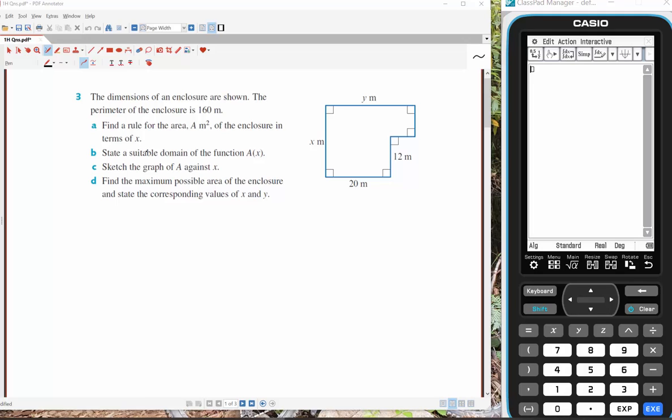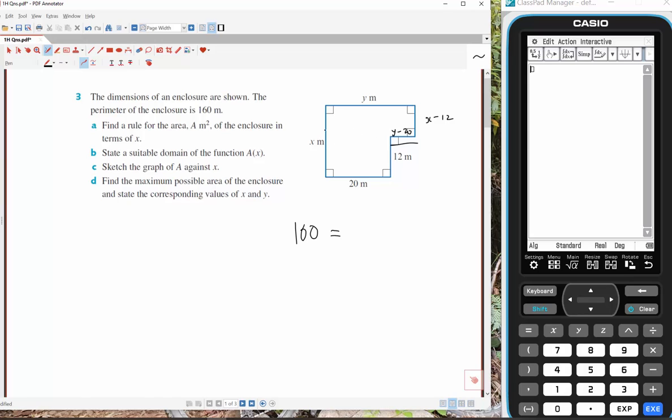Okay, in this video here, I'll whip through 3 of the 1H application problems. We've got an enclosure, one of these L-shaped enclosures, and the perimeter is 160. So 160 equals that, and that. This bit here we're going to note is y take 20. This bit here is x take 12.